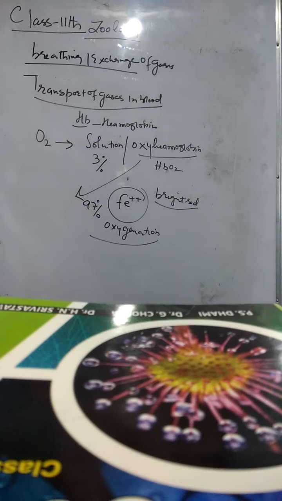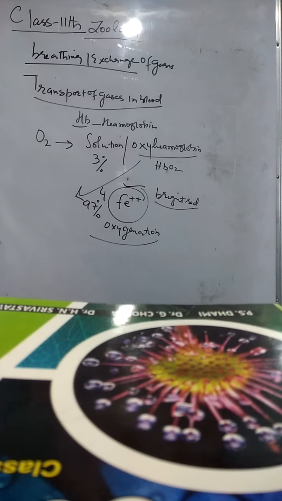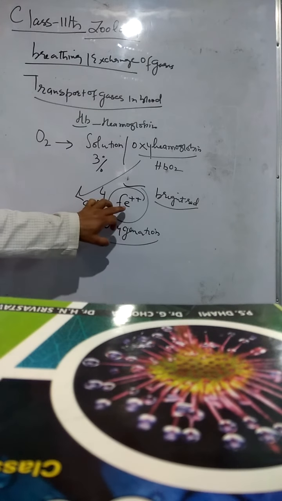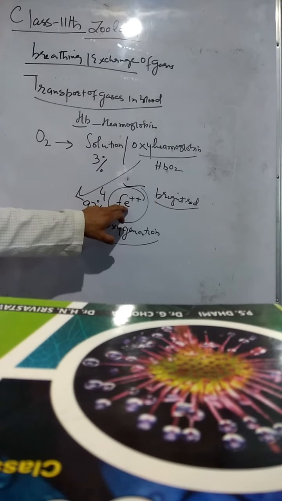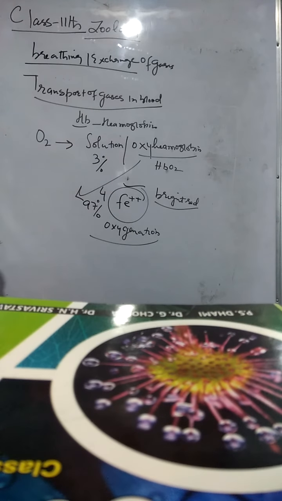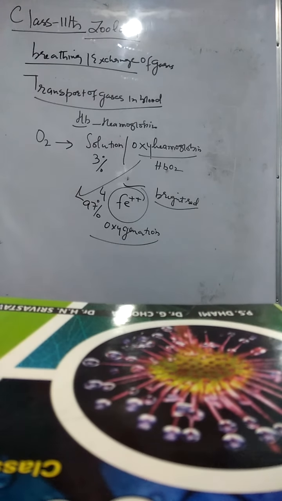Hemoglobin molecule has 4 ferrous ions. There are 4 ferrous ions in hemoglobin, each of which can combine with one oxygen molecule. One oxygen molecule can combine with one ferrous ion. That is, whenever the 4 ferrous ions are present in oxyhemoglobin, that means one hemoglobin molecule can carry 4 oxygen molecules. Thus, an oxyhemoglobin molecule may carry 1 to 4 oxygen molecules depending on its degree of saturation with oxygen.